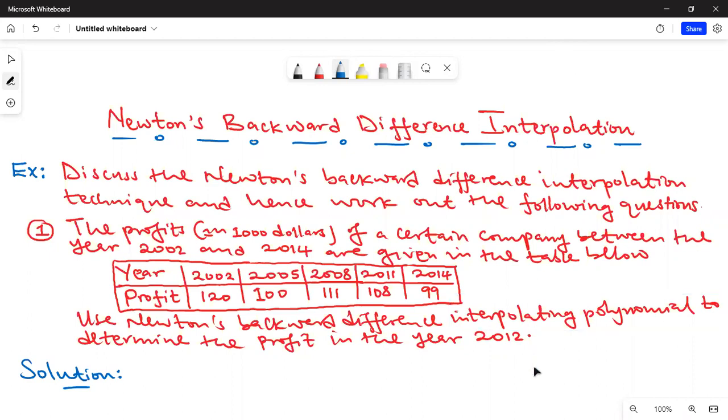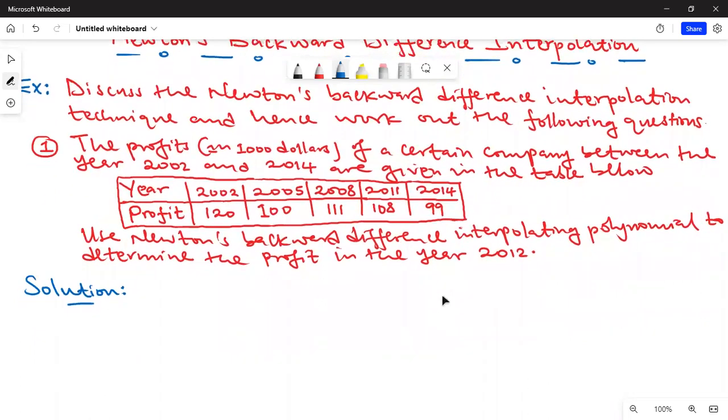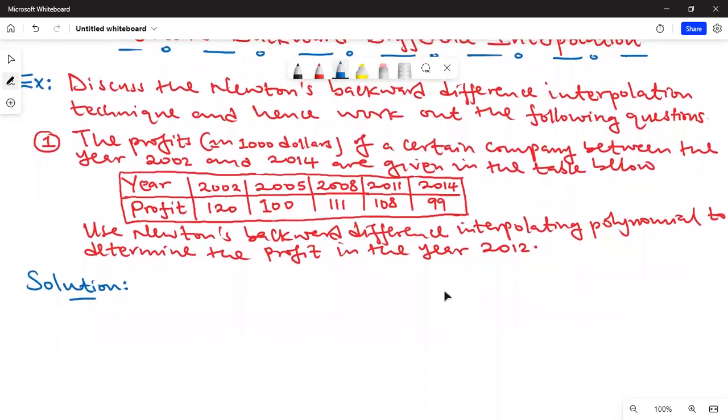So the question is that the profits in $1,000 of a certain company between the year 2002 and 2014 are given in the table below. So we have the table for the year and the profit. We have to use Newton's backward difference interpolating polynomial to determine the profit in the year 2012. So first of all, we are going to derive the formula for the backward interpolation, and then we use it to answer that question.